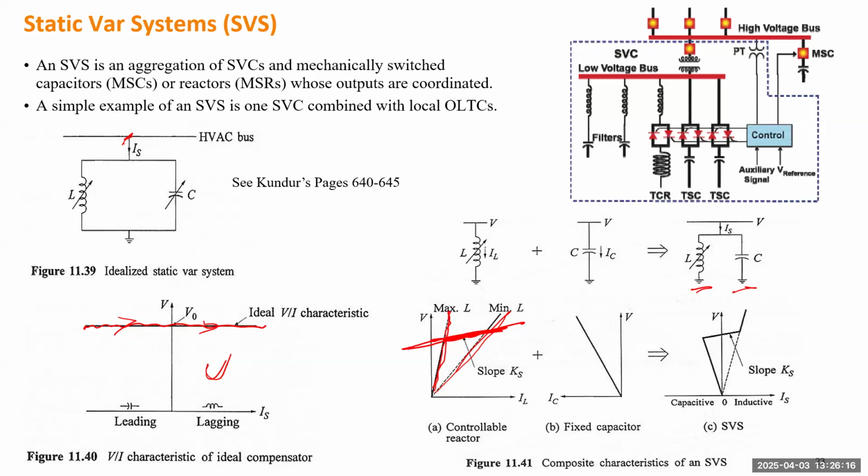Then you can add this fixed capacitance, so its leading power factor operates on the left-hand side. When you add them together, finally, you can operate along this line. If the control is very fast, then you can make that line have almost zero slope, almost flat, which means the voltage can be controlled within a very narrow range. This is the more practical, state-of-the-art system.